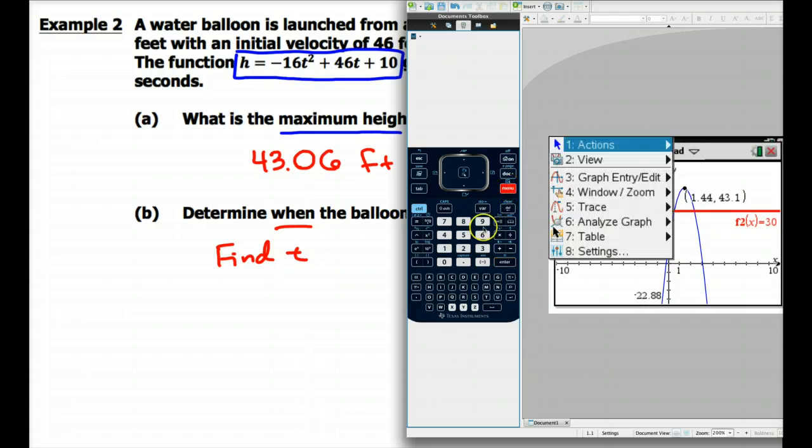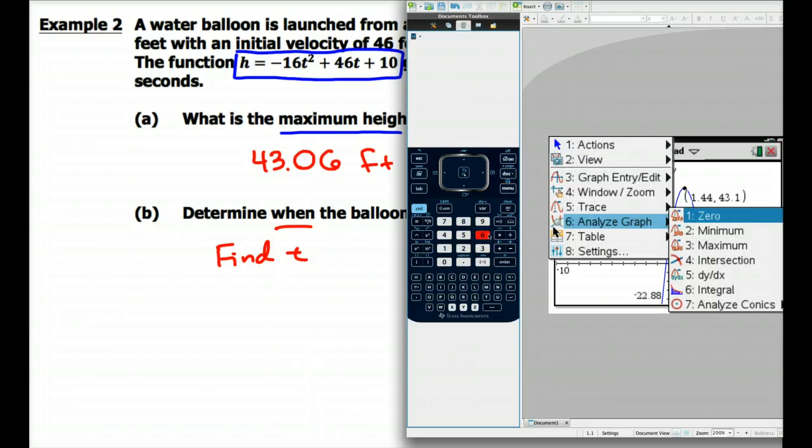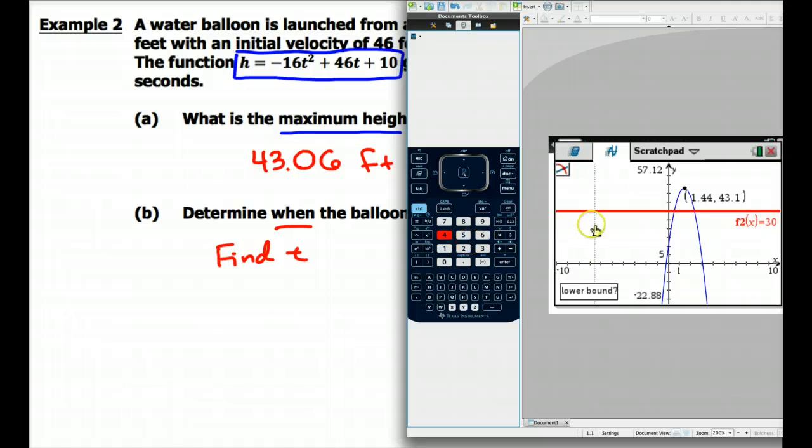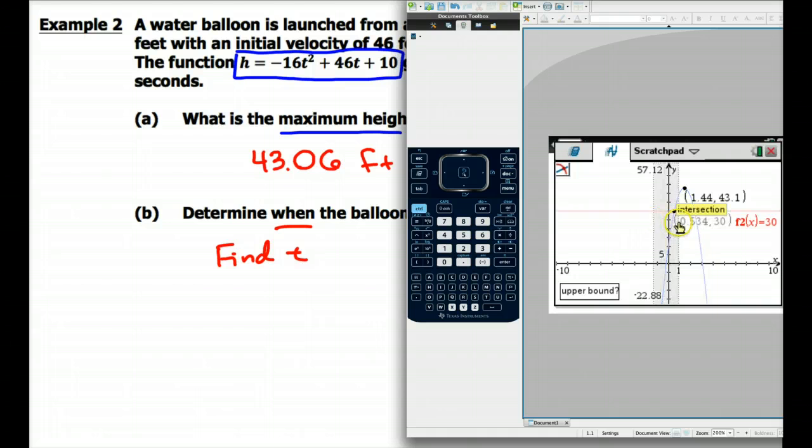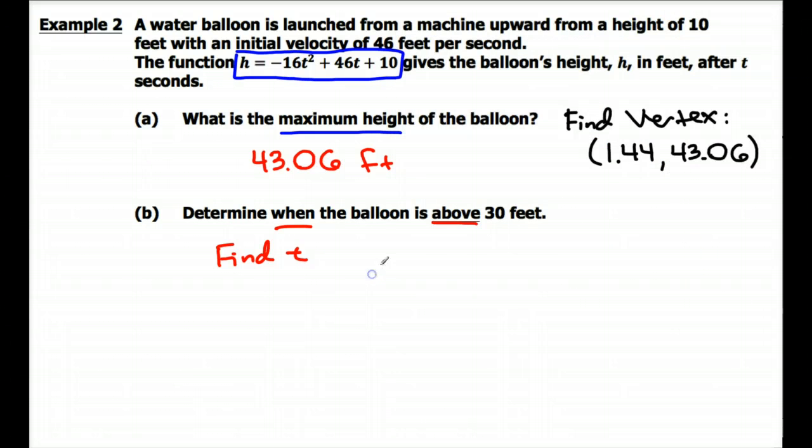So I'm going to use my menu 6, 4 feature, my intersection feature, and I'm going to find the intersection point, first of all, of this first leftmost intersection point between my red horizontal line and my parabola. So I'm going to make my window here, and I get the point 0.534, 30.